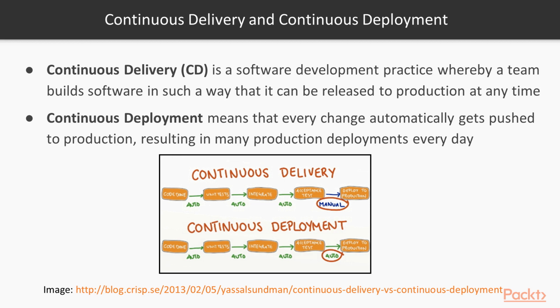As you can see in the diagram, the last step of the process is the only difference between continuous delivery and continuous deployment. In fact, continuous deployment can be considered as continuous delivery on steroids. Every change that creates a fully shippable build gets automatically pushed to production, thus generating every day many deployments to production. The full software lifecycle is completely automated.